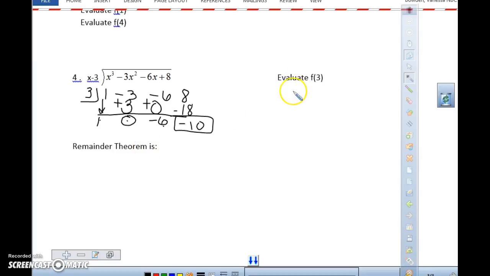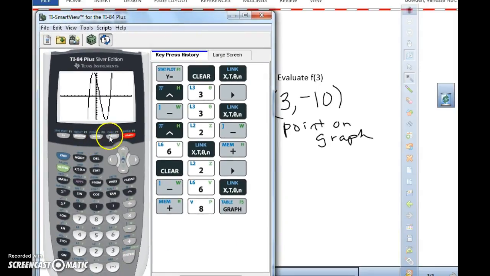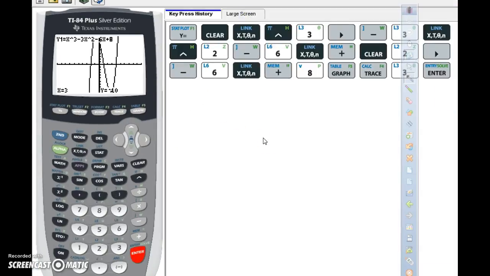But the point 3 comma negative 10 happens to be a point on the graph. And I'll show that to you real quick, and then it's almost time. 3, negative 10 is a point on the graph. It's not a special point. It's not an x-intercept, but it is a point on the graph. Okay, so if I go back to my calculator up here, and I hit trace 3, 3, negative 10 is a point. It's just not on the x-axis. It's not a nice critical point, okay?